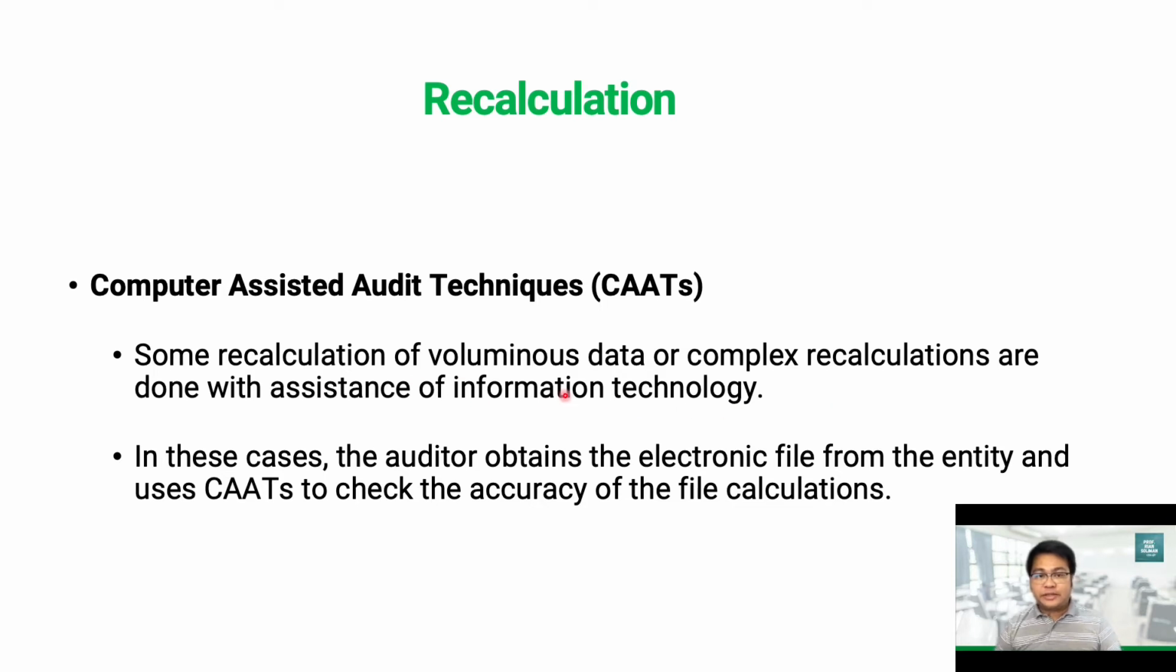and that there's a huge amount of data involved, then you might need to use the help of information technology. Okay, so we have a separate module, or a separate subject or course, related to the impact of technology in auditing. So in case we use CAATs, what we normally do is we obtain the electronic file from the entity and use computer-assisted audit techniques to check the accuracy of the file calculations.